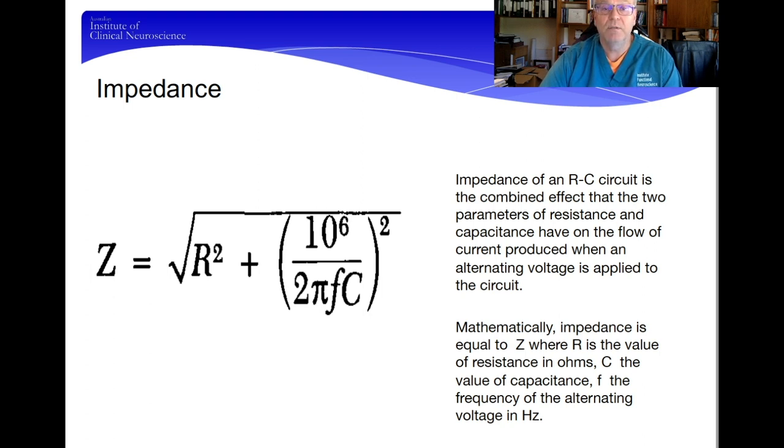Now, when we're using direct current, the frequency of alternating currents is 0, because remember, we don't have any alternation of current in direct current. So F equals 0. So if we put 0 here, that makes this component 0. And that means impedance equals the square root of R squared. So basically, impedance equals resistance, or a variation of resistance.